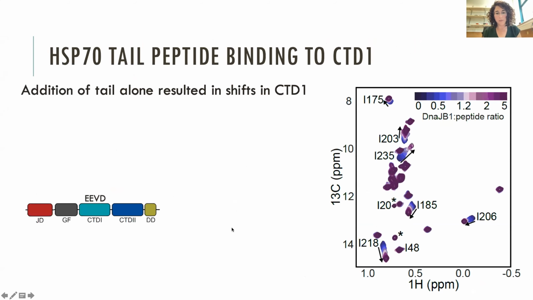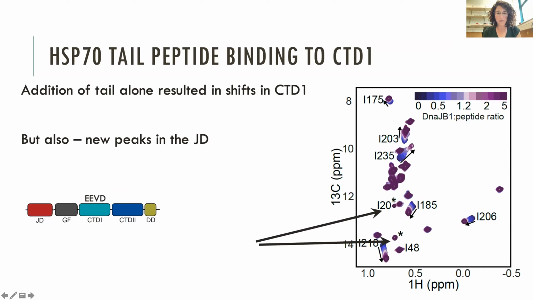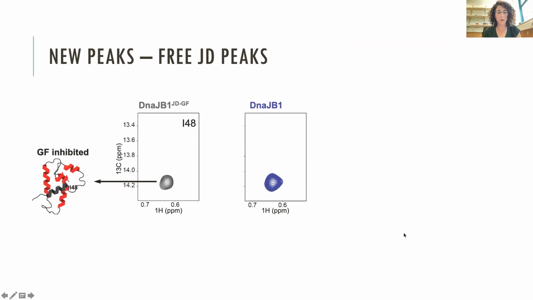But looking closely at our spectrum, we also saw a new set of peaks appearing adjacent to J-domain peaks. So here are 2 examples marked with an asterisk, isoleucine 20 and isoleucine 48. When we add the peptide, we see a new set of peaks forming. And in order to find out what these were and what was going on in the full-length protein, we carefully compared our spectra. And we saw that in the full-length protein, if we look at isoleucine 48, it has the conformation of isoleucine 48 in the J-domain GF construct, meaning it's in the inhibited closed conformation.